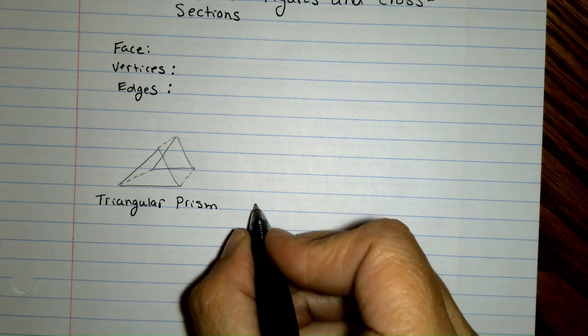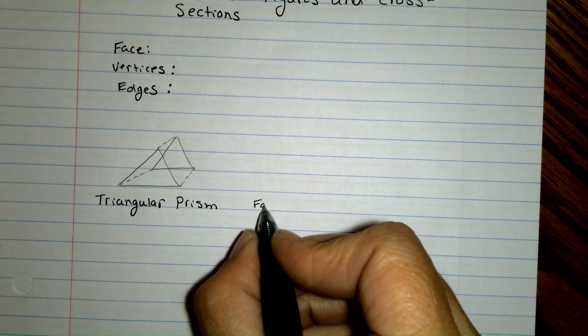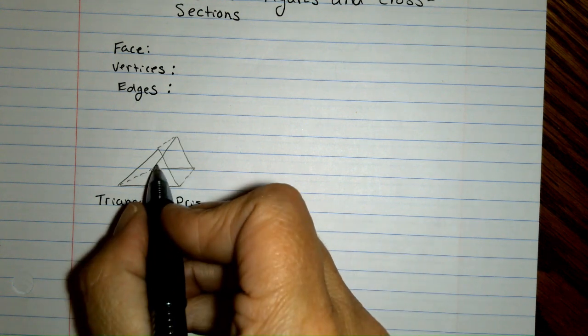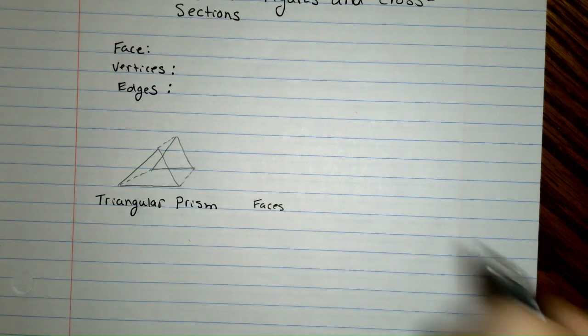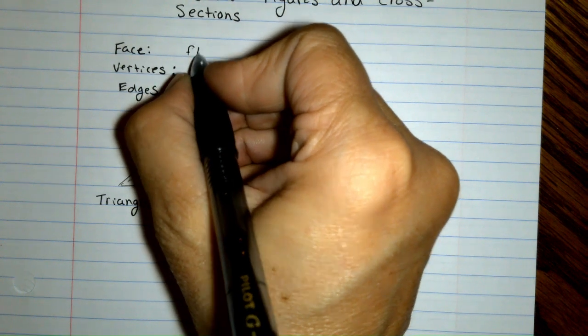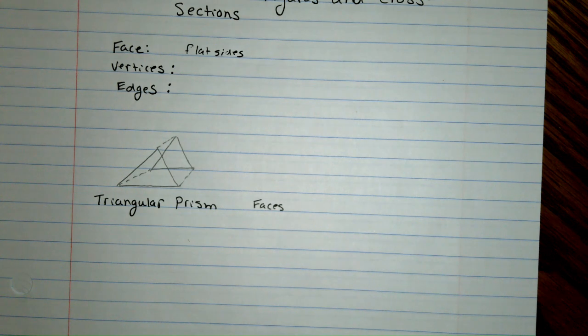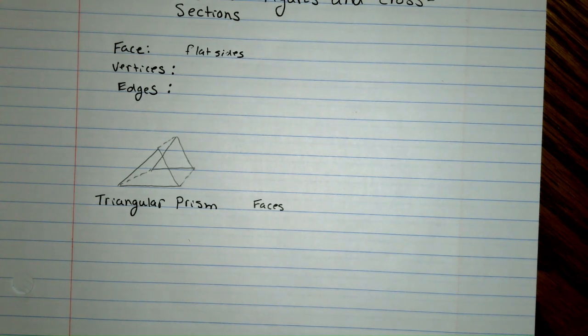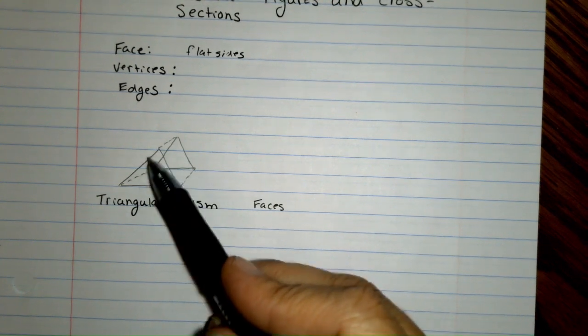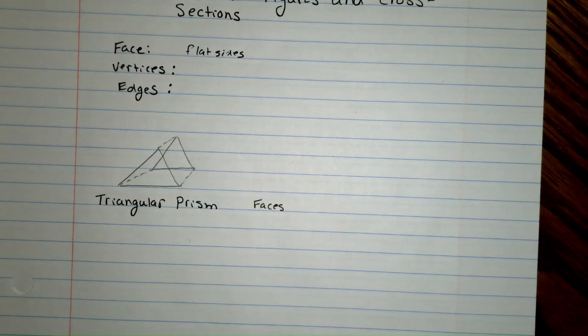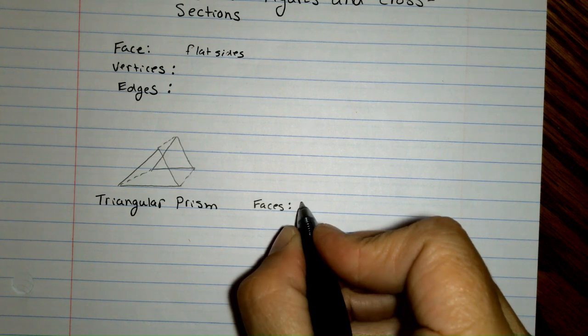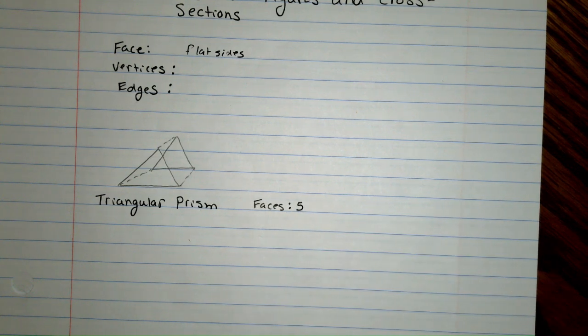So the number of faces here, let's think about it. We have the front triangle and the back triangle. Remember, faces are flat sides. If you think of it like a tent, an A-frame tent, you'd have the front door, the back door, then the left side, the right side, and the bottom. So in our case, there would be 5 faces.